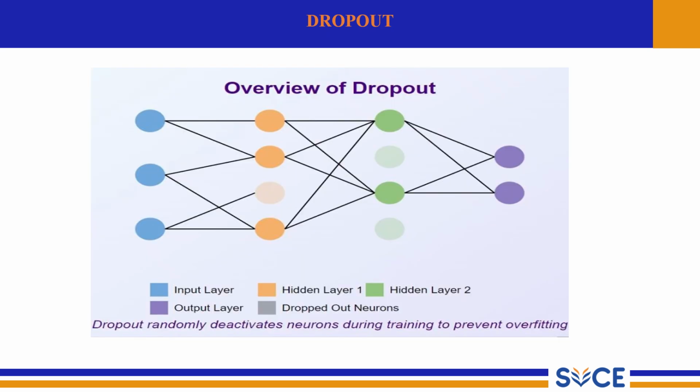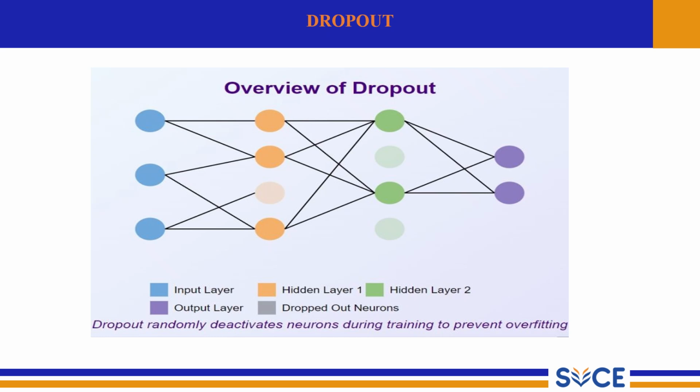Here is a simple explanation of dropout used in neural networks to reduce overfitting. The blue circles represent the input layer, the orange circles form the first hidden layer, the green circles represent the second hidden layer, and finally the purple circles are the output layer. Here you will notice that some neurons in the hidden layers are shown as faded or grayed out. These are the dropped out neurons.